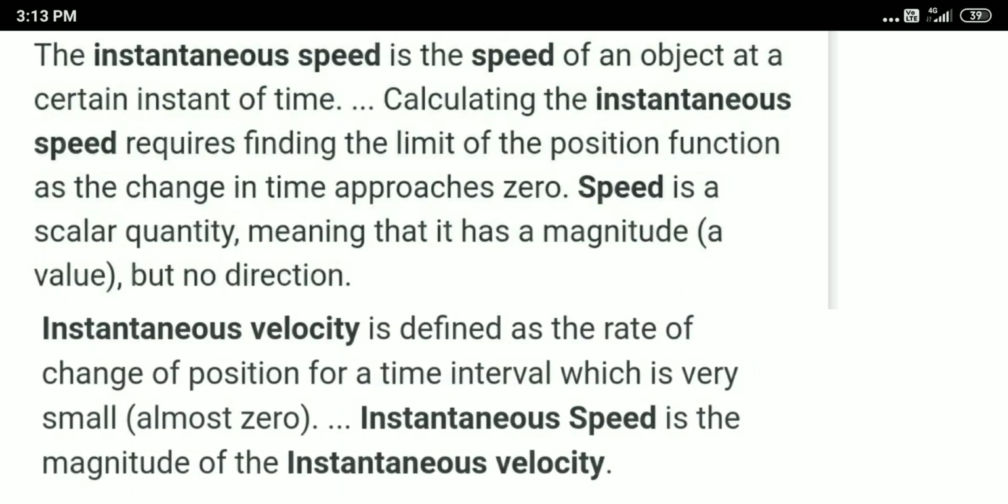Now, here we have the definition of instantaneous speed. Instantaneous speed of an object at a certain instant of time. So what is the instantaneous speed? It is the speed at a particular time. Now, how do we define instantaneous velocity? Instantaneous velocity at a particular time, which will have a direction.